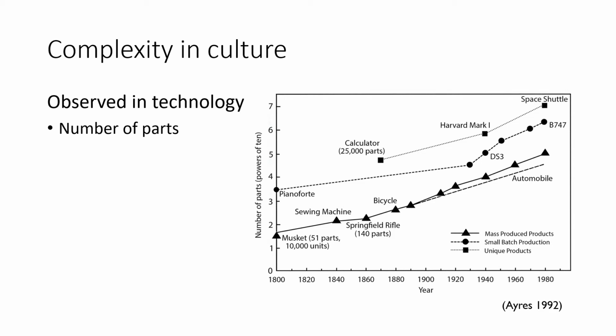When thinking about complexity in culture, it may be fairly obvious that the technology we use becomes more sophisticated with every decade and with every year. But how can we measure this increasing complexity? One example in terms of technology might be simply counting the number of parts. And you can see from this figure that the number of parts that go towards creating types of technology has increased across the decades.